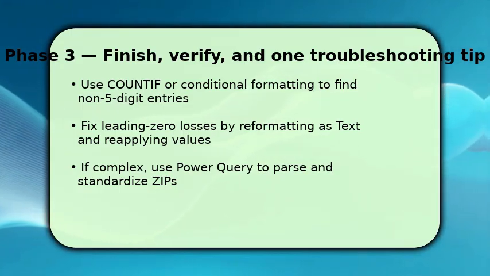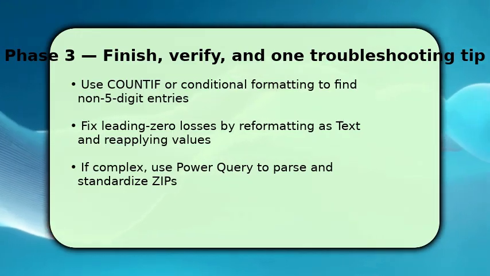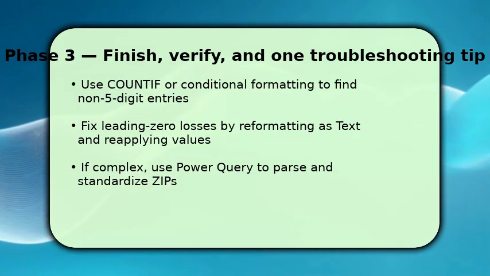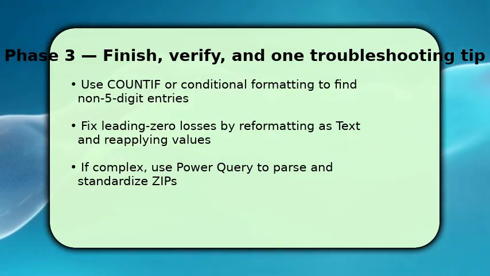These need manual review. If you see leading zero losses, reformat the column as text, then reapply the extracted values. This restores entries like 02115 correctly. For large, inconsistent datasets, use Power Query to parse patterns and apply transformations consistently.